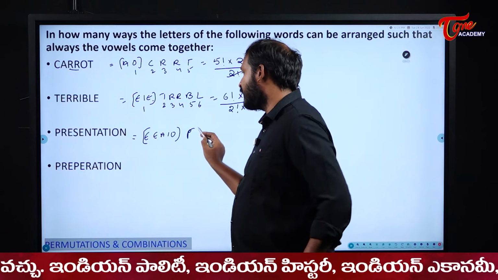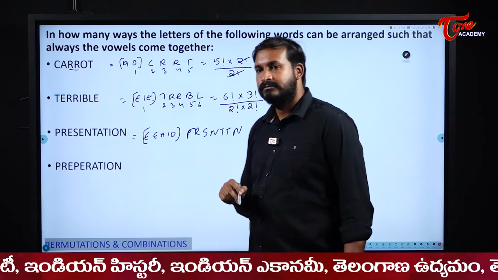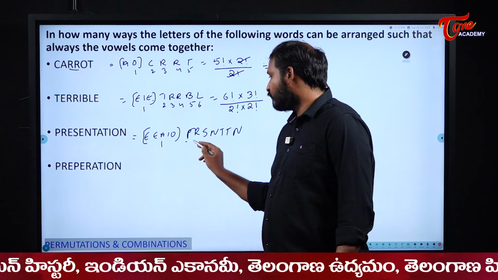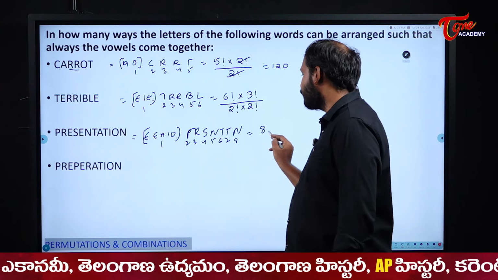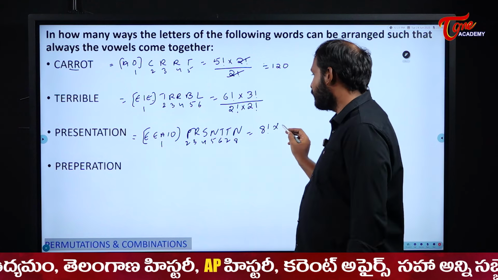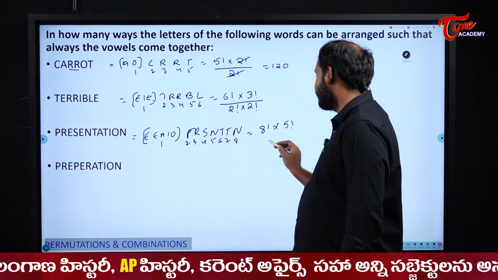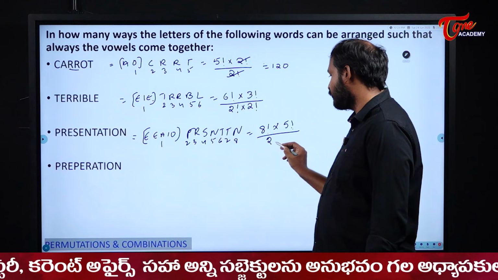Consonants are P, R, S, N, T, T, N. So 1, 2, 3, 4, 5, 6, 7, 8. So this becomes what for us? 8 factorial into, vowels are how many in number? 5 factorial. By repetition is there? Yes, repetition is there. E was repeated for 2 times, so 2 factorial.